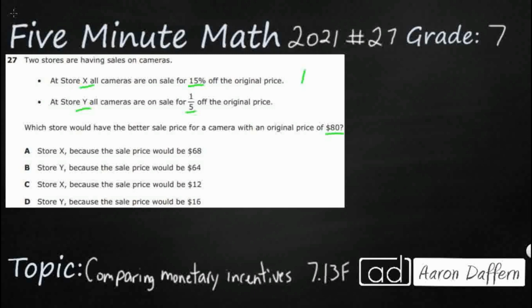So if we're going to do 15%, turn that into a decimal, we'll put the decimal point. If you don't have one in the percentage already, you put it after the ones place, move it over twice, once, twice. So 15% equals 0.15.